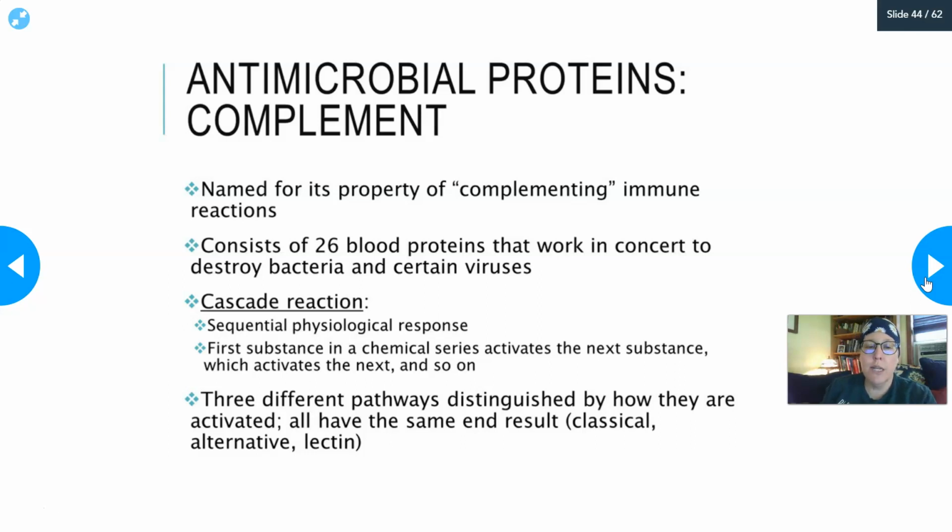The first substance in a chemical series activates the next substance, so the domino effect, which activates the next, and so on. There are 3 different pathways in the complement cascades, and they're distinguished by how they are activated, but they all have the same end result. Those 3 pathways are the classical, the alternative, and the lectin pathways.